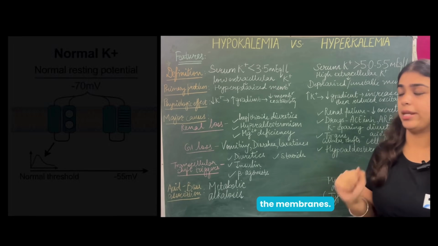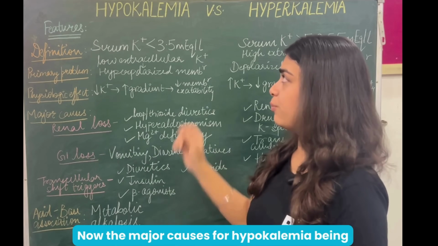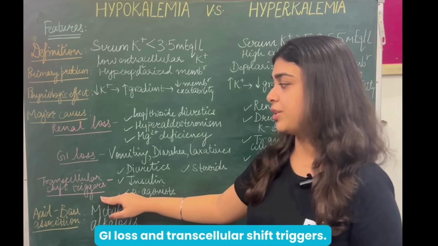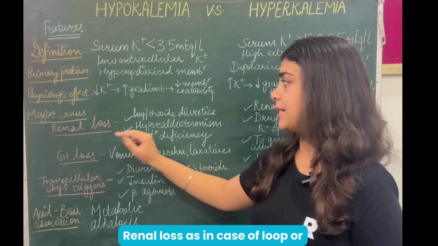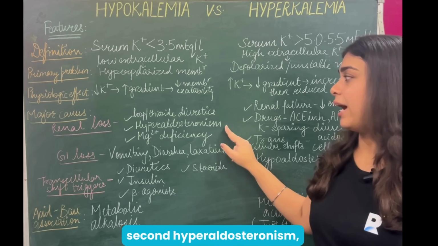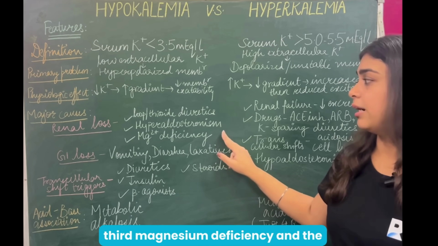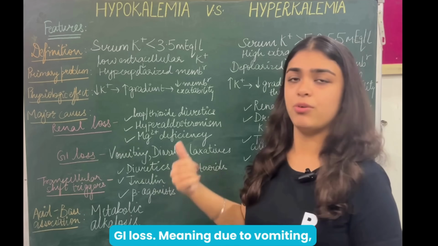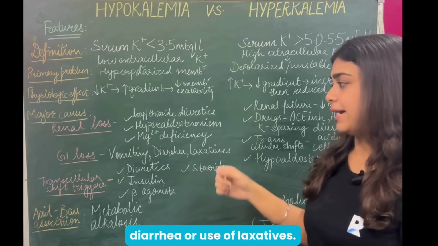Now the major causes for hypokalemia are renal loss, GI loss and transcellular shift triggers. Renal loss, as in the case of loop or thiazide diuretics. Second, hyperaldosteronism. Third, magnesium deficiency. And the GI loss being due to vomiting, diarrhea or use of laxatives.